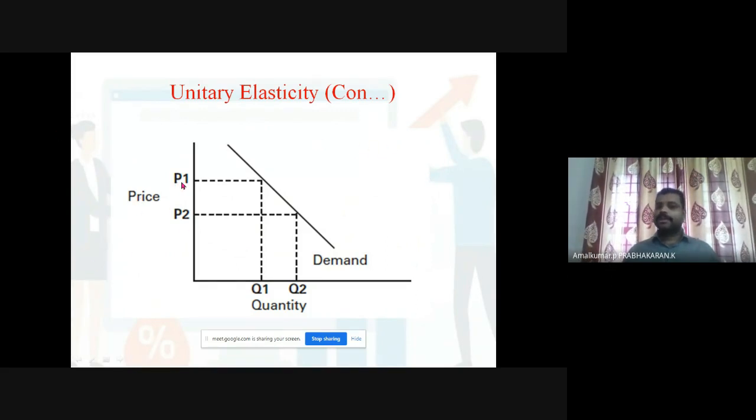Here, P1 and P2 are the different price levels, and Q1 and Q2 are the different quantities demanded. A small change in price, P1 decreased to P2, creates an equal change in quantity, Q1 to Q2. Any small change in price creates an equal change in the quantity demanded. This is the case of unitary elasticity of demand.